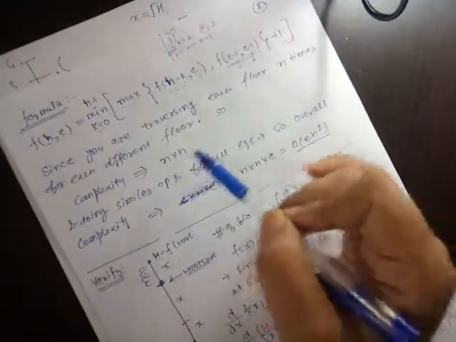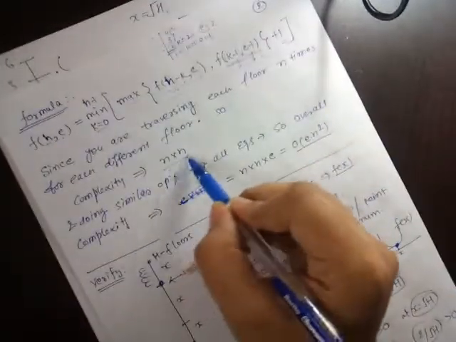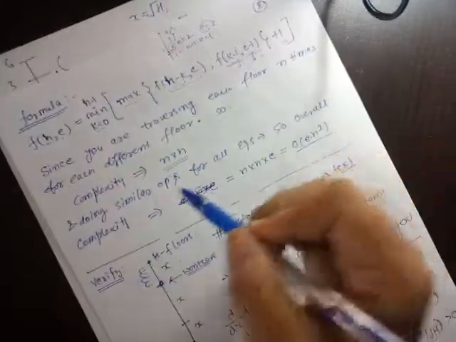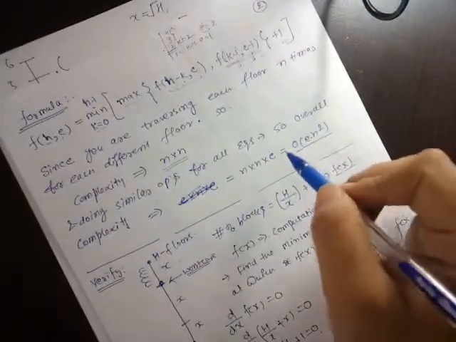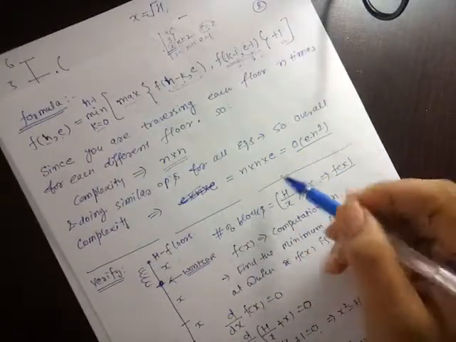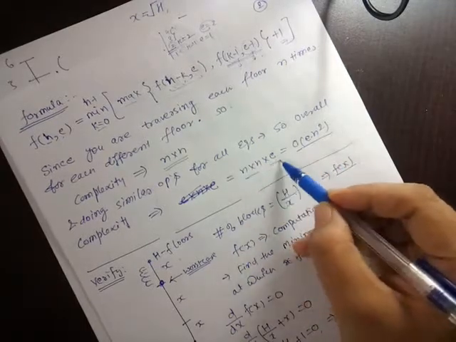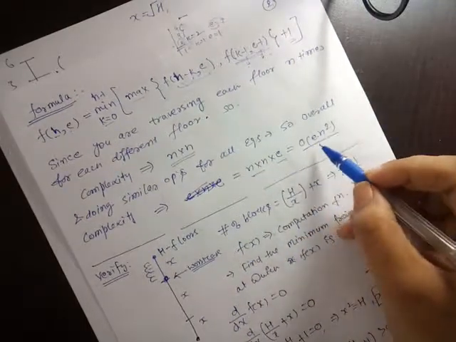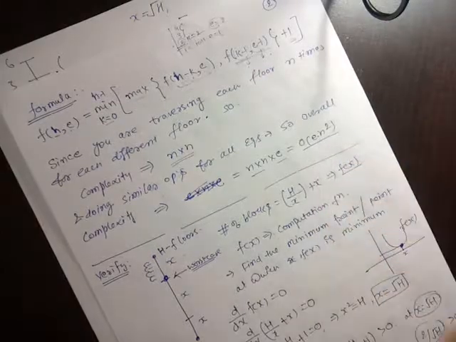Since you are traversing each floor n times, for each different floor the complexity will be n into n. And you are doing this kind of calculation for all of x, so the complexity will be n into e. So the complexity will be order of e into n square.